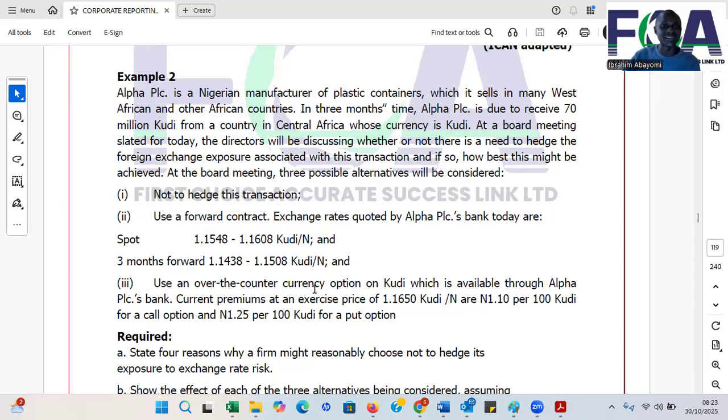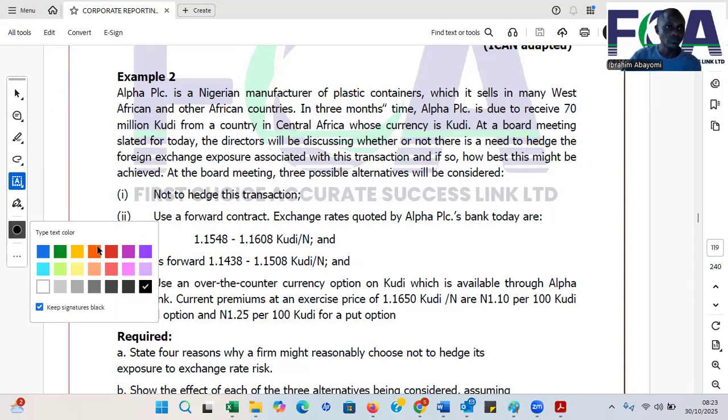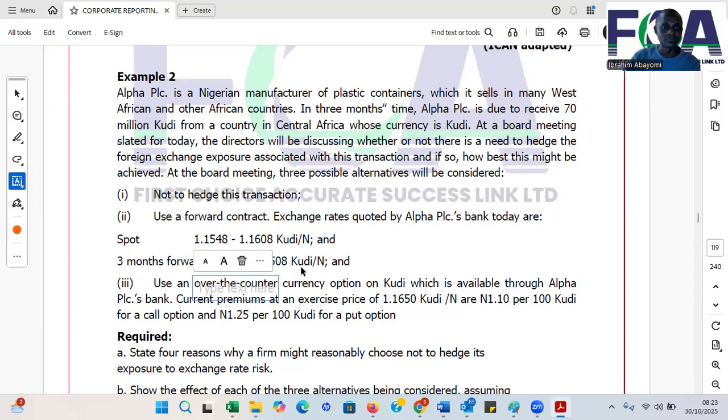Three, use an over-the-counter currency option. Consider over the counter. This is not exchange traded. Okay, we are using an over-the-counter currency option. Okay, let's continue.